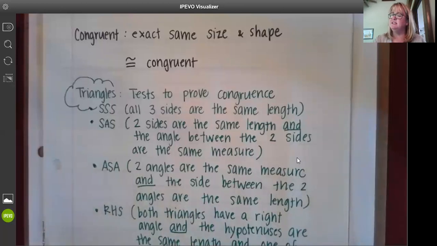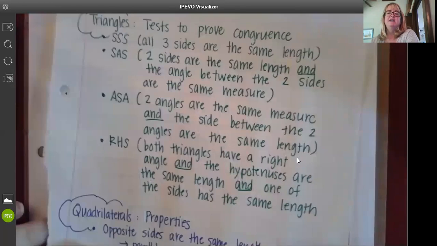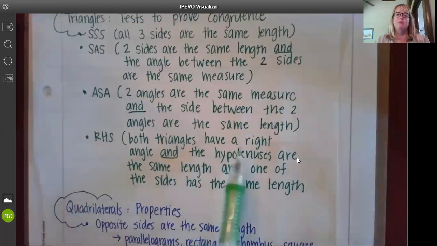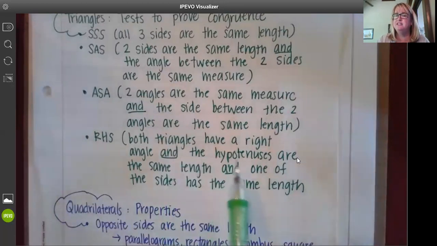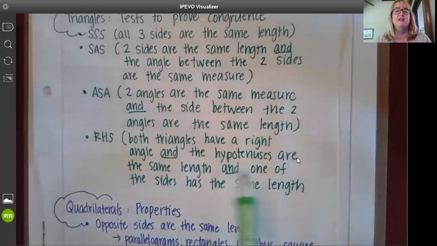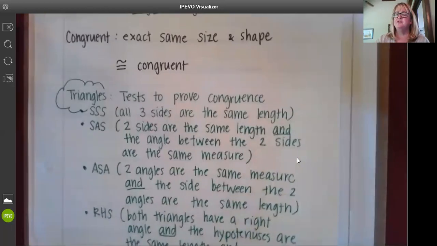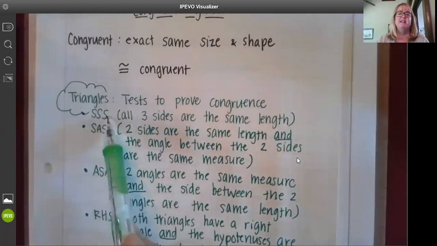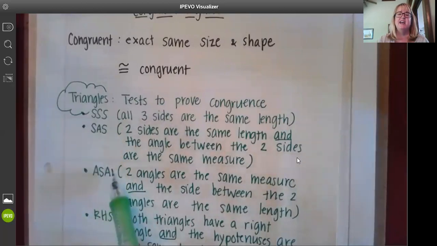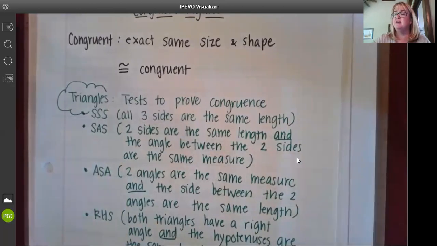And the last test is RHS, which stands for right angle, hypotenuse, side. If both triangles have a right angle and the hypotenuses, I don't know if that's the right word, are the same length and one of the sides has the same length, then the two triangles are congruent. So there are 4 tests for congruence of triangles: side, side, side; side, angle, side; angle, side, angle; and right angle, hypotenuse, side. If you've got those that are the same, then the two triangles are congruent.